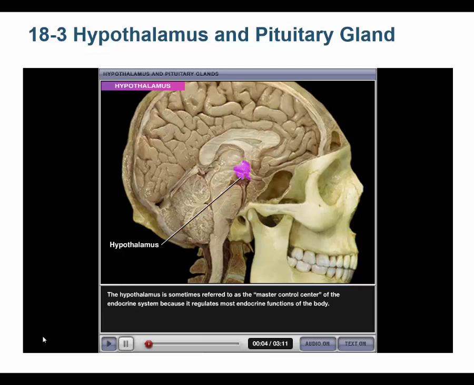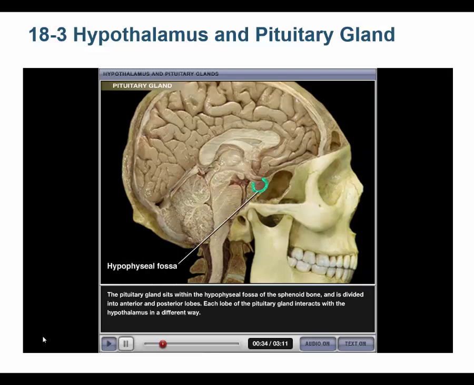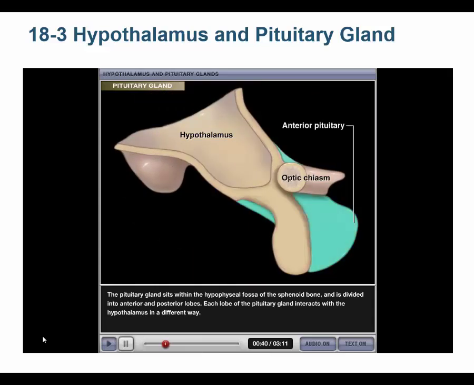The hypothalamus is sometimes referred to as the master control center of the endocrine system because it regulates most endocrine functions of the body. Located at the base of the brain in the anterior portion of the diencephalon, the hypothalamus consists of several groups of neurons called nuclei, each with specific functions. The stalk-like infundibulum connects the hypothalamus to the pituitary gland or hypophysis. The pituitary gland sits within the hypophyseal fossa of the sphenoid bone and is divided into anterior and posterior lobes. Each lobe of the pituitary gland interacts with the hypothalamus in a different way.